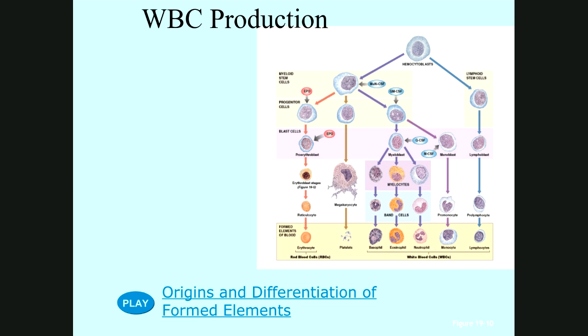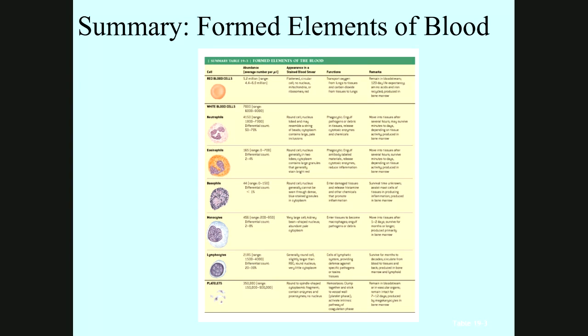The stem cells also can be differentiated into a progenitor of the monoblast that will differentiate into a monocyte, or into lymphoid stem cells that will differentiate into lymphoblasts that will differentiate, of course, into lymphocytes. Here is a table showing you the structure of those types of cells and their major functions.